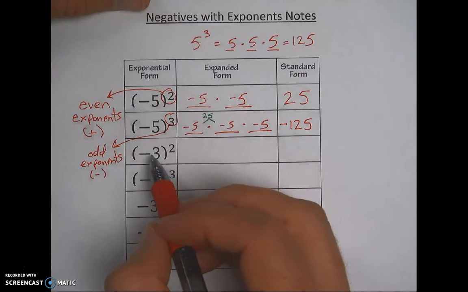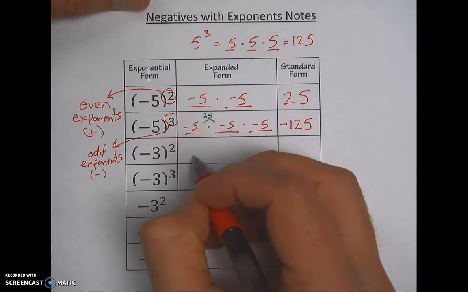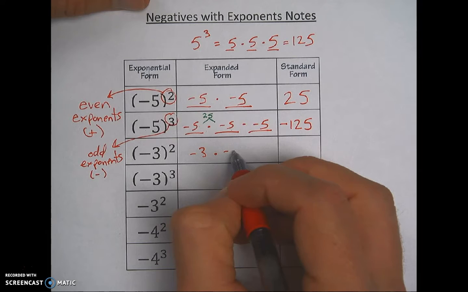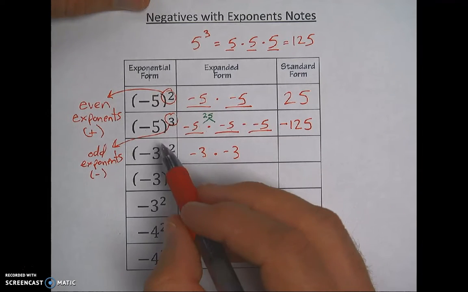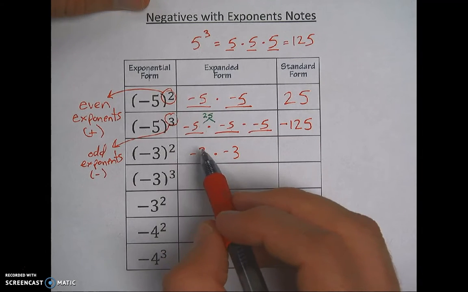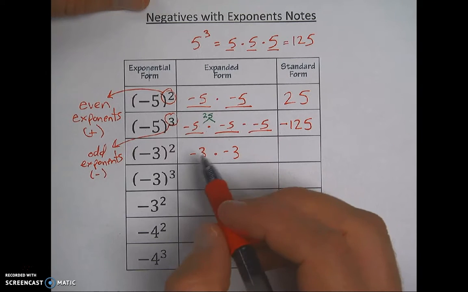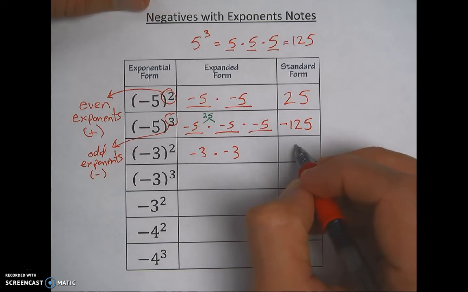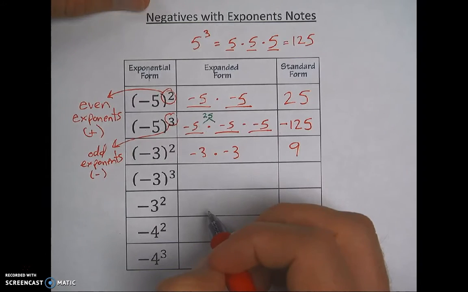So let's take a look at the next one. Negative 3 raised to the second. That's negative 3 times negative 3. It's an even exponent. 2 negatives will make a positive. Negative 3 times negative 3 is positive 9.